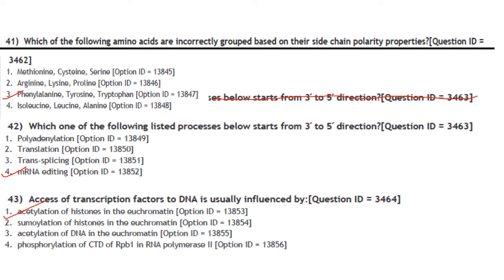Then next one. Access of transcription factors to DNA is usually influenced by. So it is by acetylation of histones in the euchromatin. So acetylation of histone, it alters the accessibility of chromatin and allows DNA binding proteins to interact with exposed sites to activate gene transcription and downstream cellular functions. And sumoylation, it is a post-translational modification. So answer is option 1.